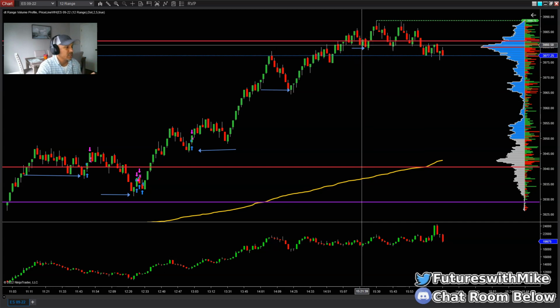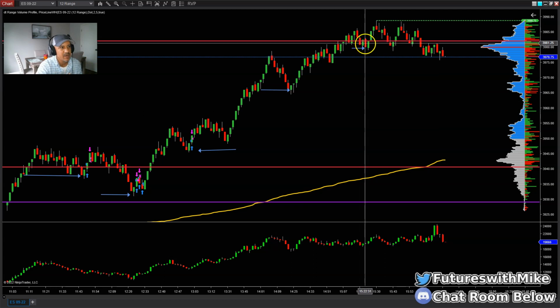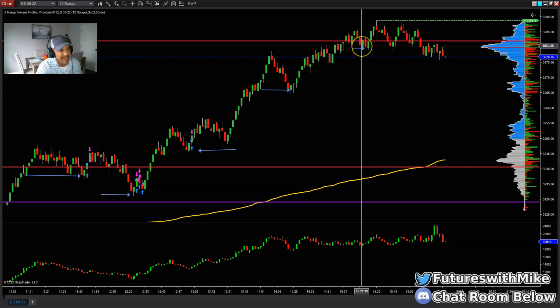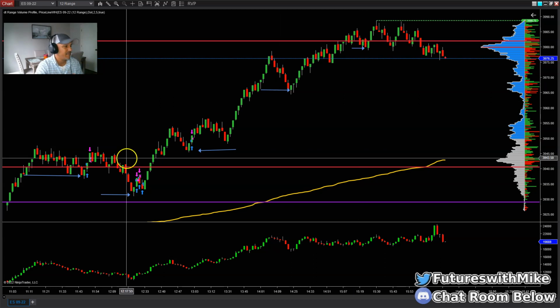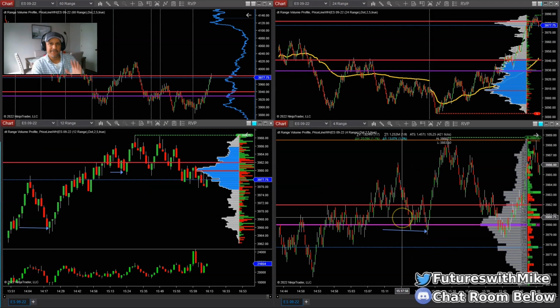Around 3:20, we're going to switch down now to the 4 range chart so you can really see it, because here on the 12 range, we pull back to liquidity, but you cannot see the full magnitude of what took place until we scale down to our lower time frame chart. So we'll look at the 4 range chart now.